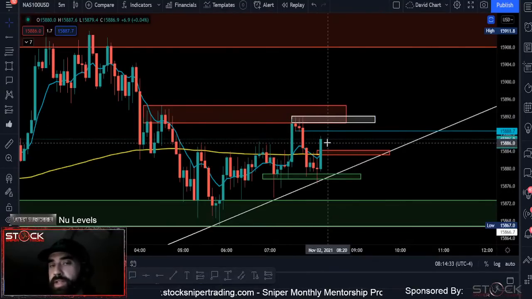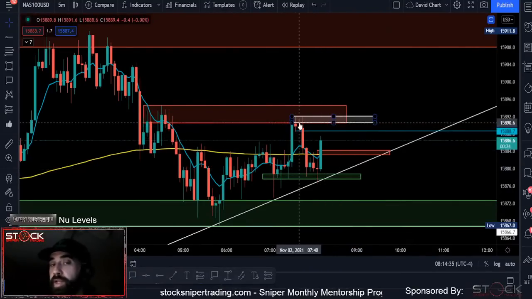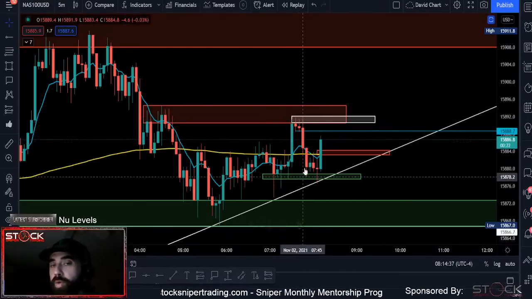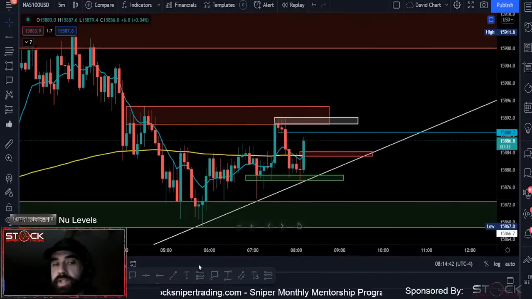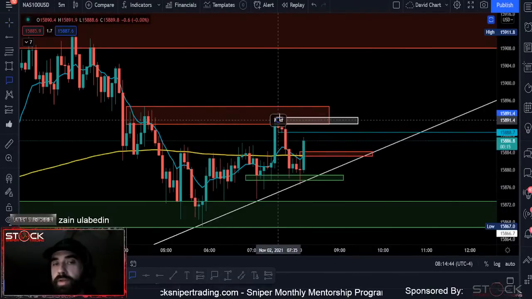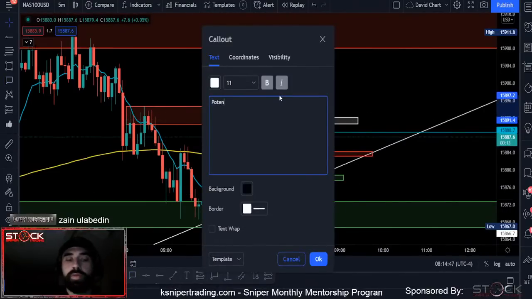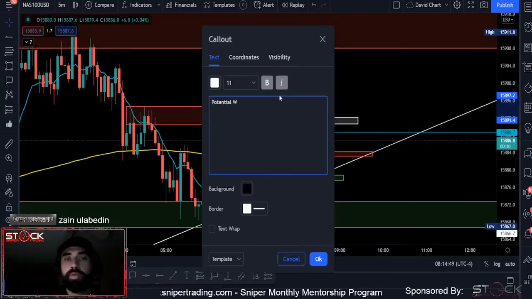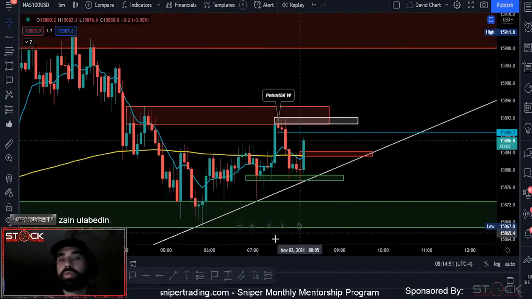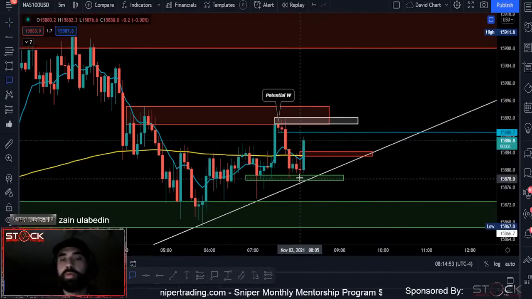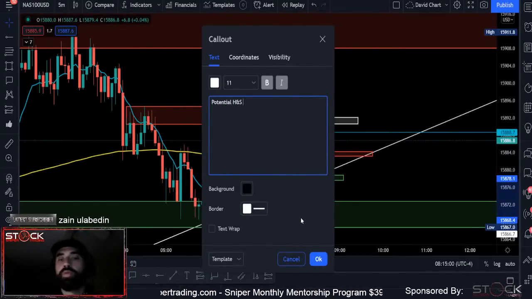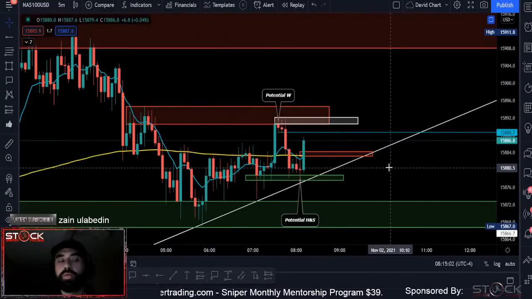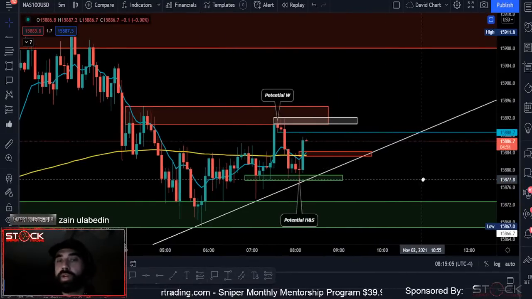Okay, so let's wait and see here. There's two options that we have. This could be a double bottom neckline break, or we could have the inverse head and shoulder neckline starting to break down here. So let's watch and see. I'm going to mark these. Okay, let's watch and see what's going to happen here.